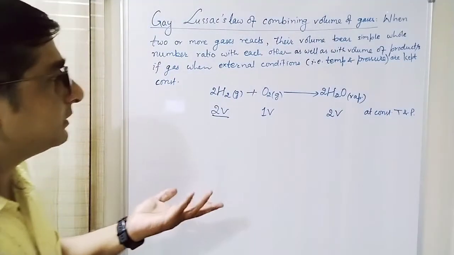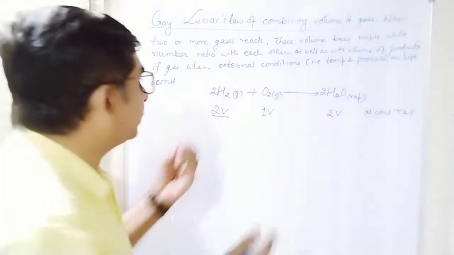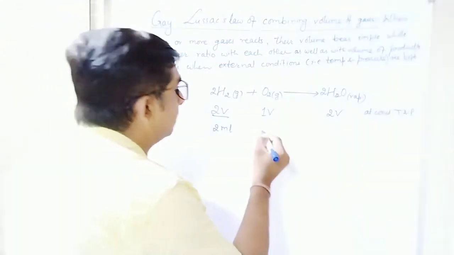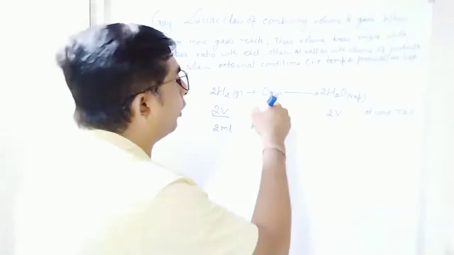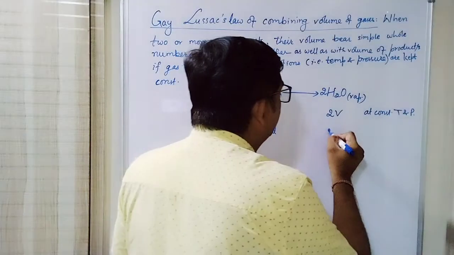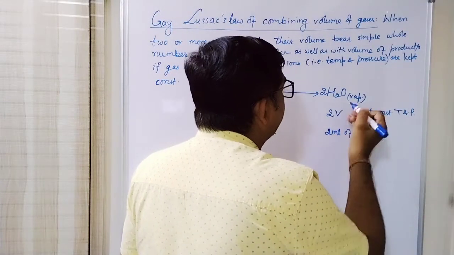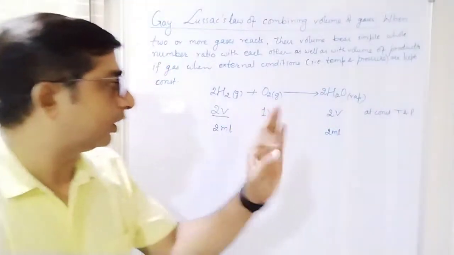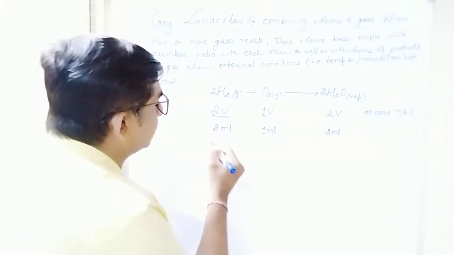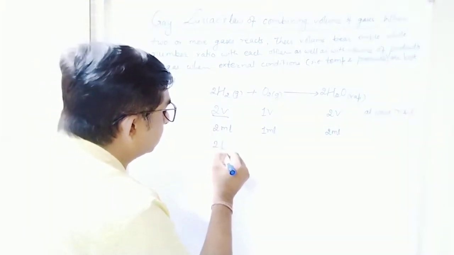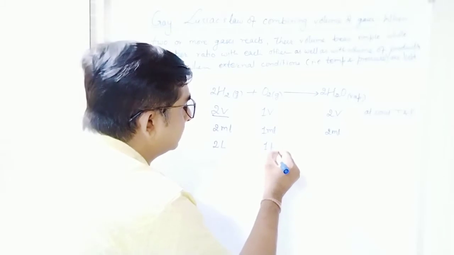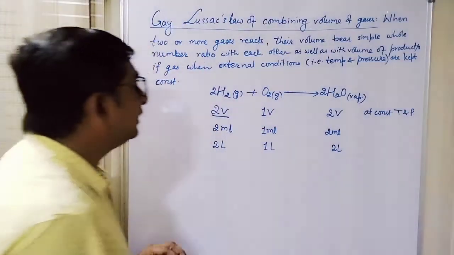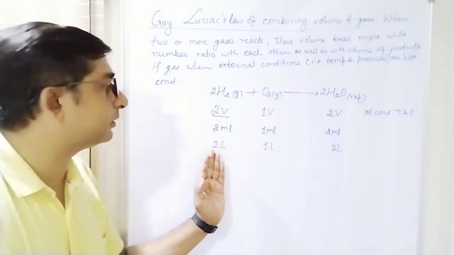Suppose volume, you may ask, what is this volume? So if I take it here, 2 ml of hydrogen, I will be using 1 ml of oxygen and I'll be getting 2 ml of H2O. So 2:1:2 ratio, you will always get. Suppose I'm taking 2 liters here, I will have to take 1 liter here and I'll be getting 2 liters of water vapor. So the volume ratio will always be 2:1:2.